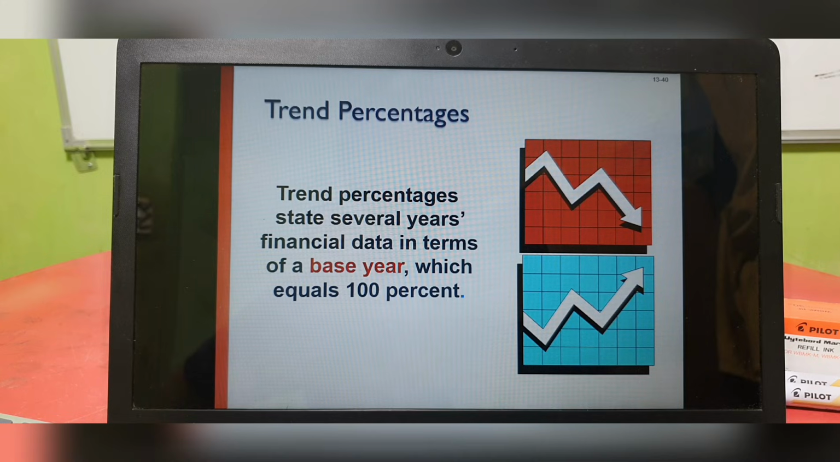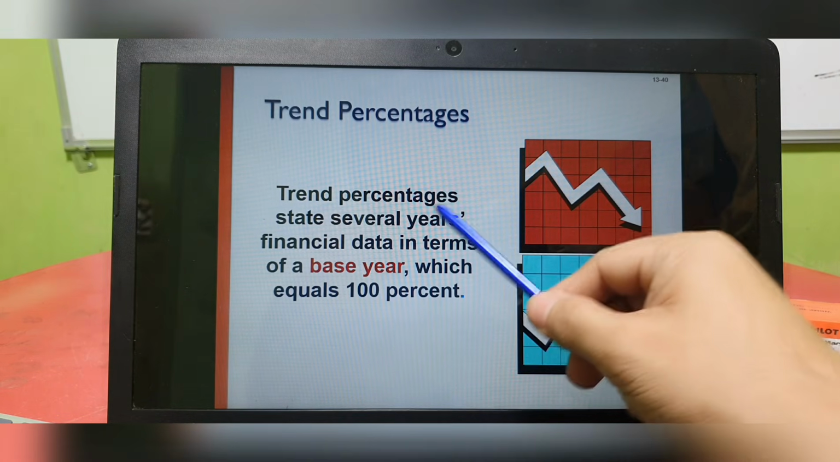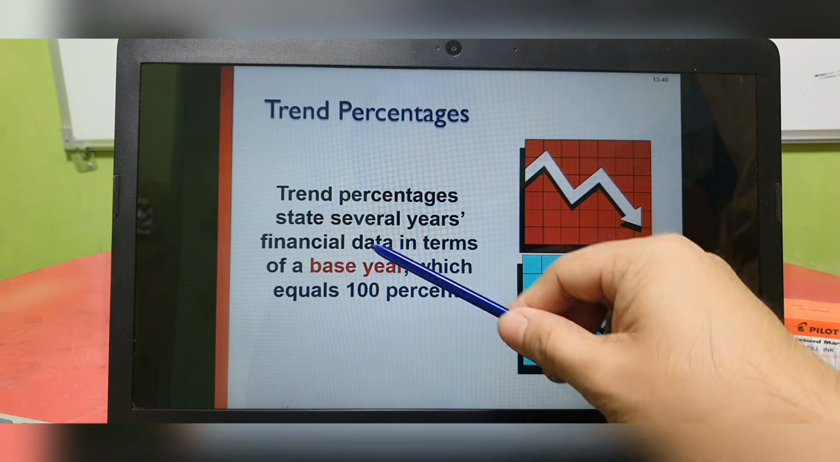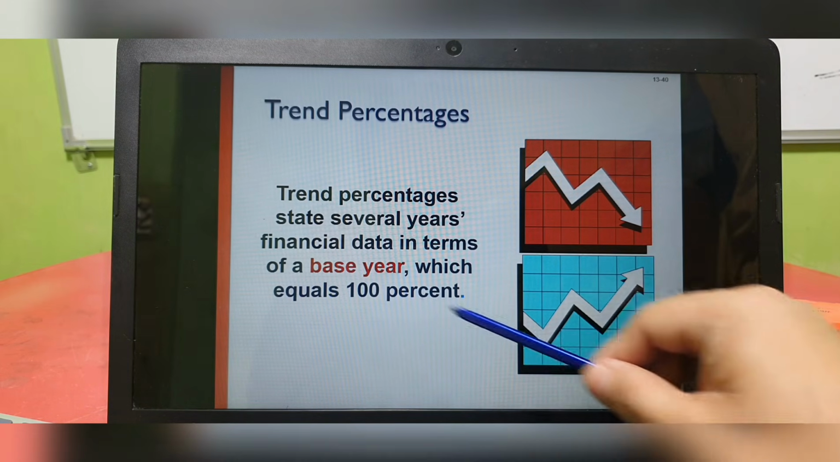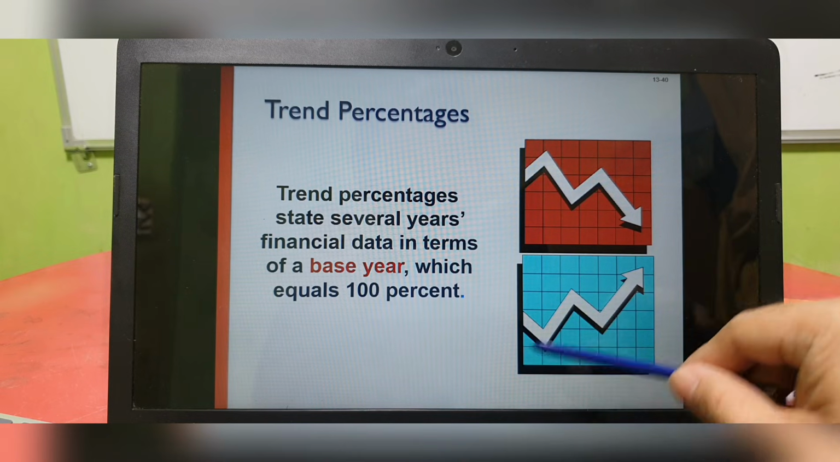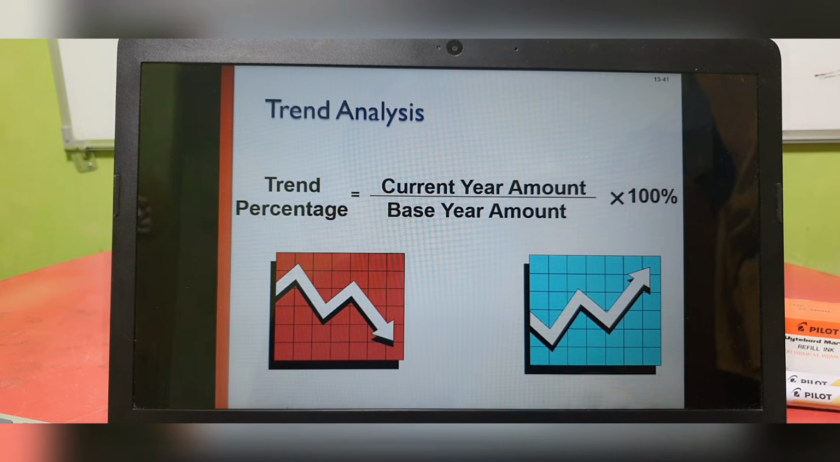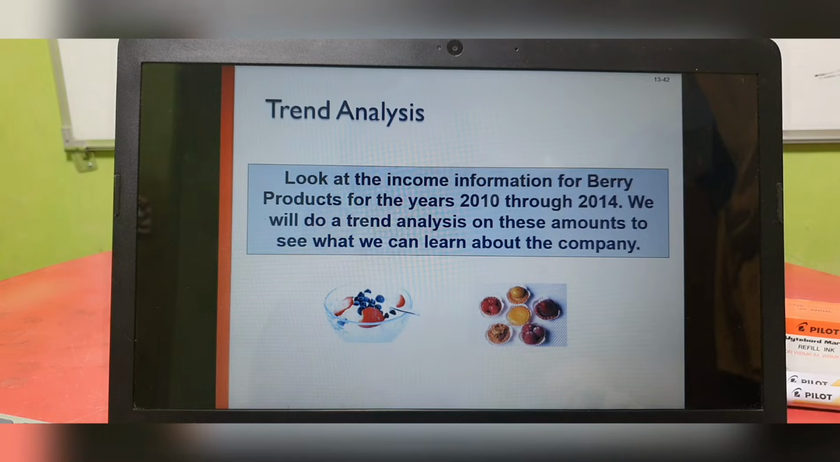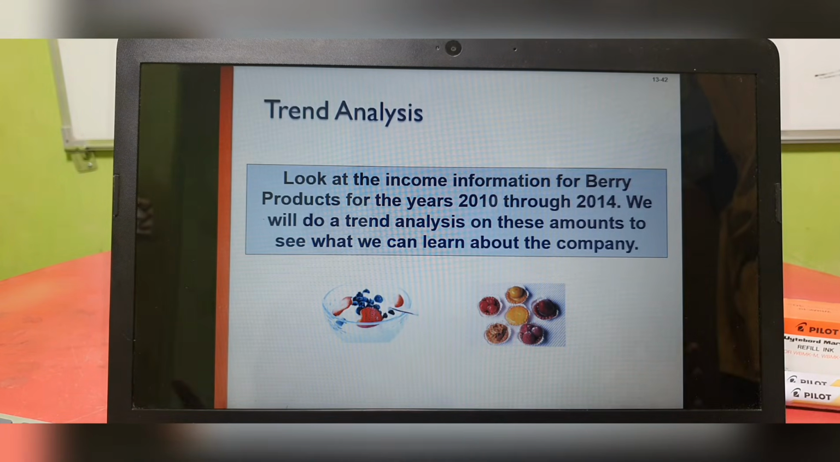Trend percentages. Trend, we are referring to 3 or even more years. Sabi natin kanina, we express the trend percentages ng several years in terms of a base year which is equal to 100%. So it's either we're going down or we're going up in terms of, it could be sales, gross margin, or income. So let's check this example. Okay. So berry products for the years 2010 and 2014. So that will be our example for trend analysis.